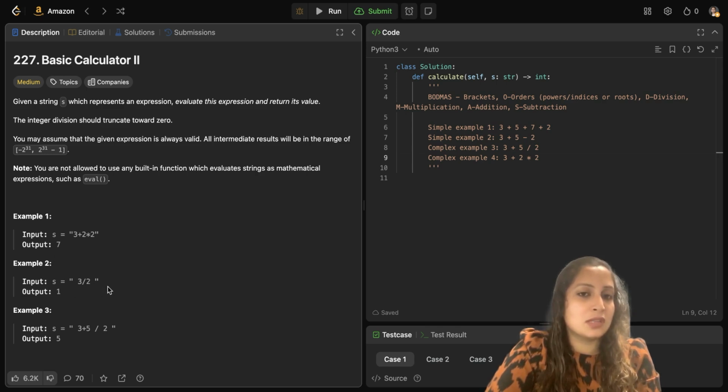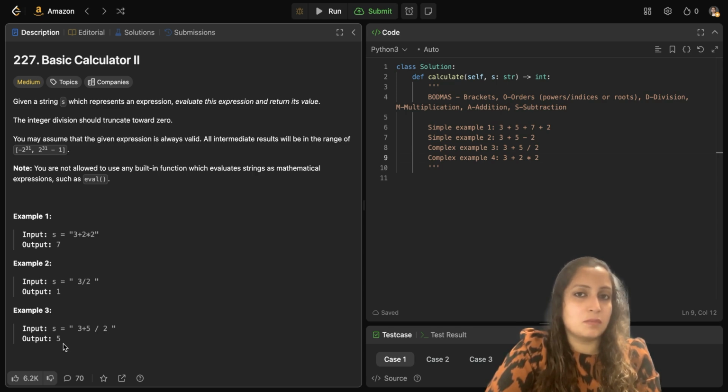In example 2, there is one space ahead and one space after. You can just skip that space. And 3 integer divided by 2. They say that the integer division should truncate towards 0. So 3 divided by 2 gives you 1. Even though it's 1.5, since it's integer division, the output would be 1. Now, the third example is 3 plus 5 divided by 2. Division takes priority. So 5 divided by 2, integer value would be 2. And 3 plus 2 would be 5.